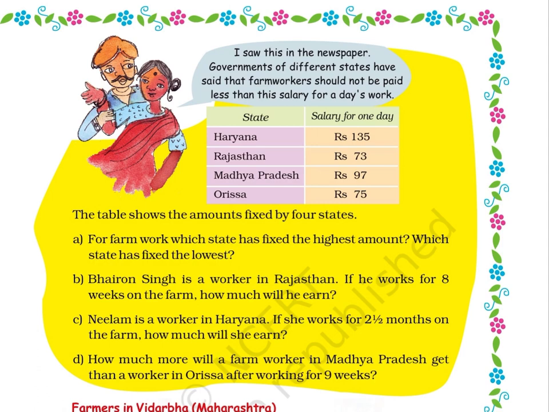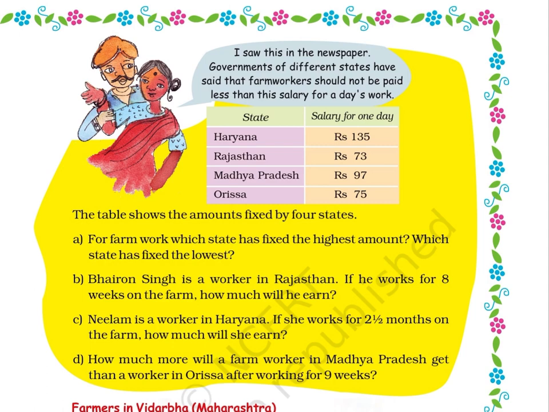Governments of different states have said that farm workers should not be paid less than this salary for a day's work." We have a table with 2 columns. Column 1 heading is State, Column 2 heading is Salary for 1 day. Let's read the table row-wise. Haryana, rupees 135, Rajasthan, rupees 73, Madhya Pradesh, rupees 97, and Orissa, rupees 75.